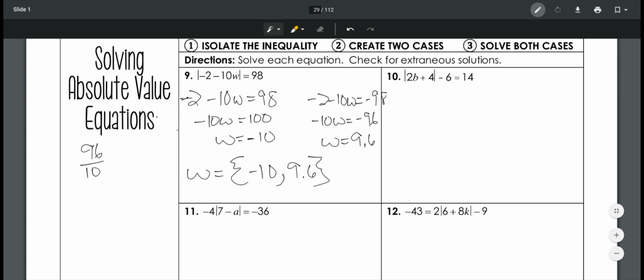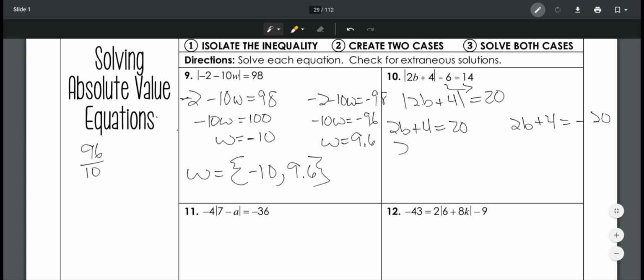In number 10, when I isolate the absolute value, I have to add 6 to both sides. So the 6 has to go to the other side before I can set up my two cases. So I have the absolute value of 2b plus 4 equals 20. Now I'm going to set up my two cases. The first case is just drop the absolute value symbols: 2b plus 4 equals 20. The second case is to change the side of the equation that did not have the absolute values to the opposite of what it was.